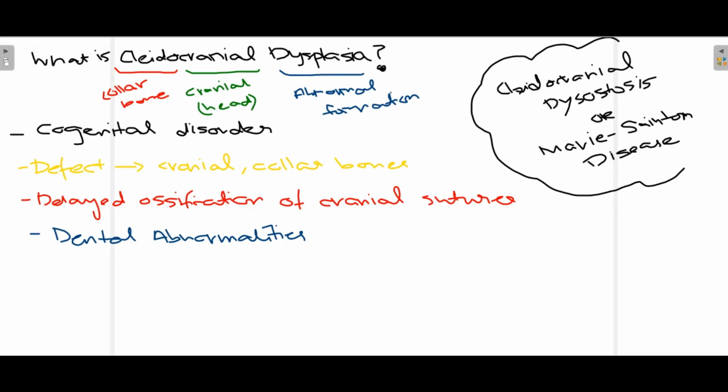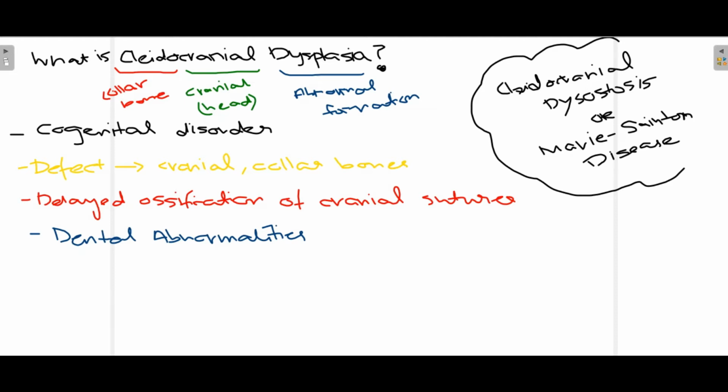Now starting off with what is actually cleidocranial dysplasia, in this description you can see that cleido means collarbone, cranial is your cranial cavity which is your head, and dysplasia means abnormality. There is some abnormal formation that has occurred. So if we combine all these terms, it means that there is something wrong with your collarbone, something wrong with your head, and there can be other manifestations in your body as well. So this is cleidocranial dysplasia.